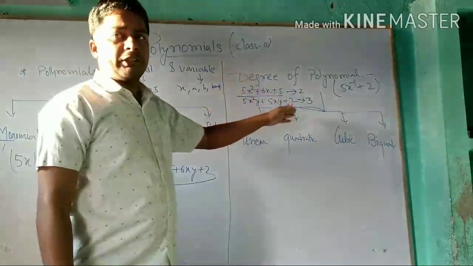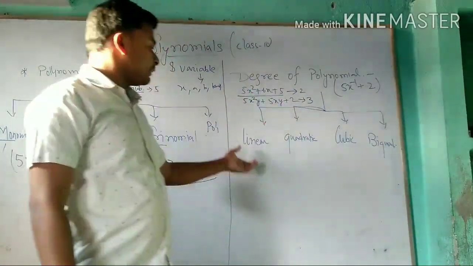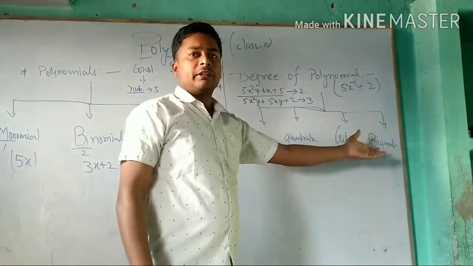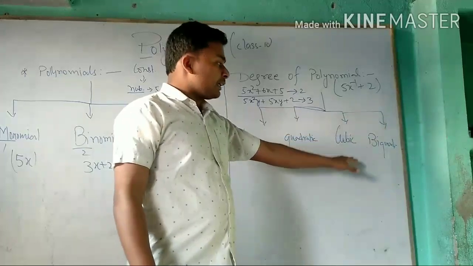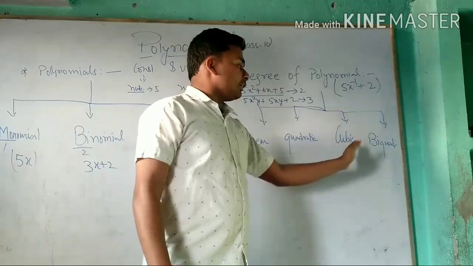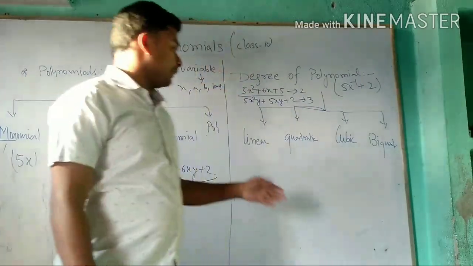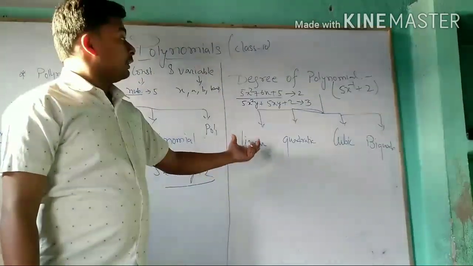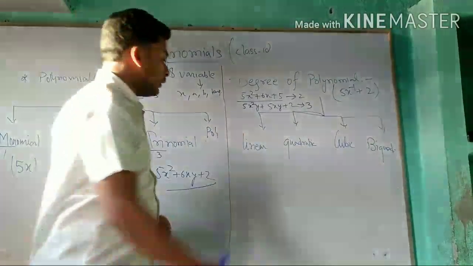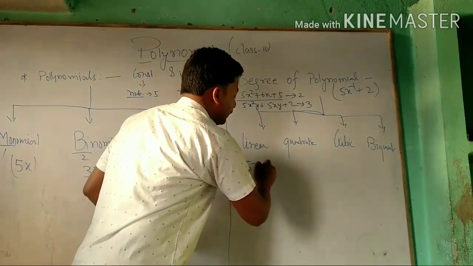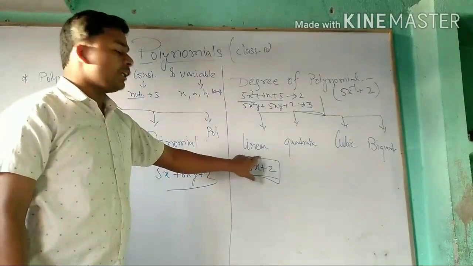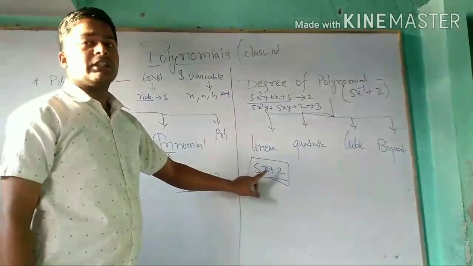On the basis of the degree, a polynomial is divided as linear, quadratic, cubic and biquadratic, and further too, but in our syllabus we only have to know up to quadratic. I am telling you up to cubic and biquadratic. What is a linear polynomial? A polynomial whose degree is 1. It means 5x plus 2 is an example of this. Here the exponent of the given expression is just 1.